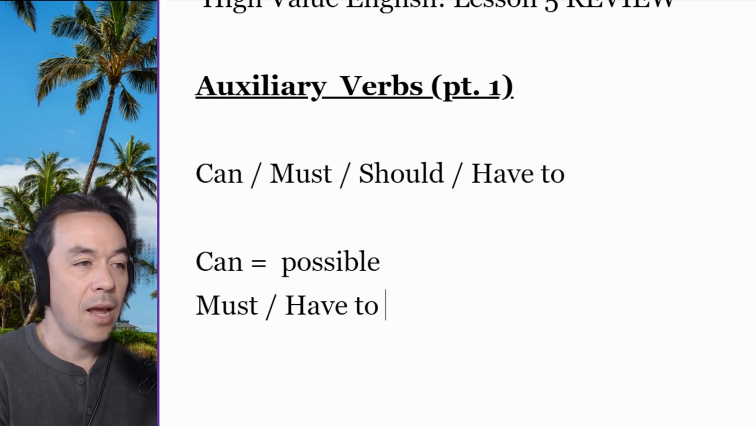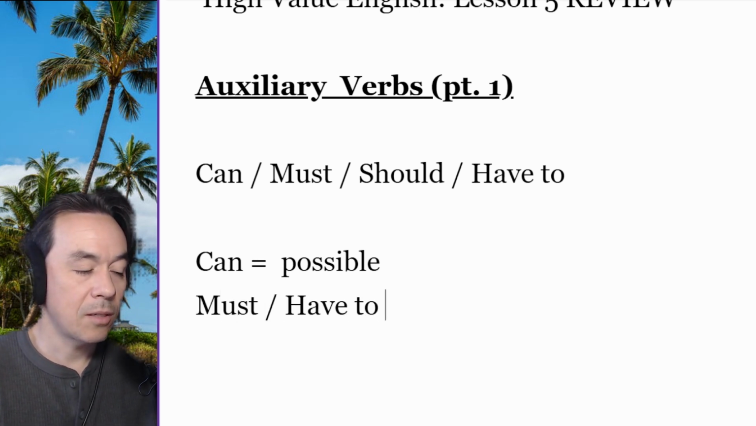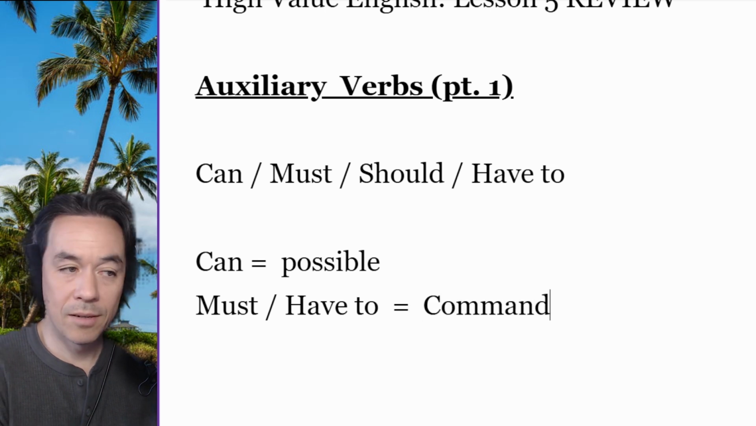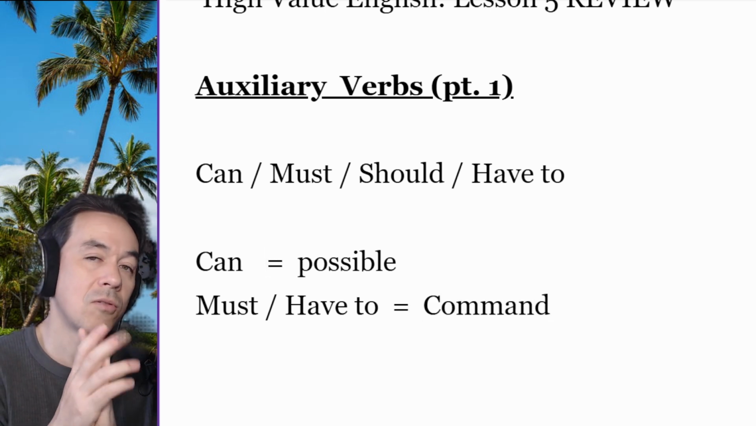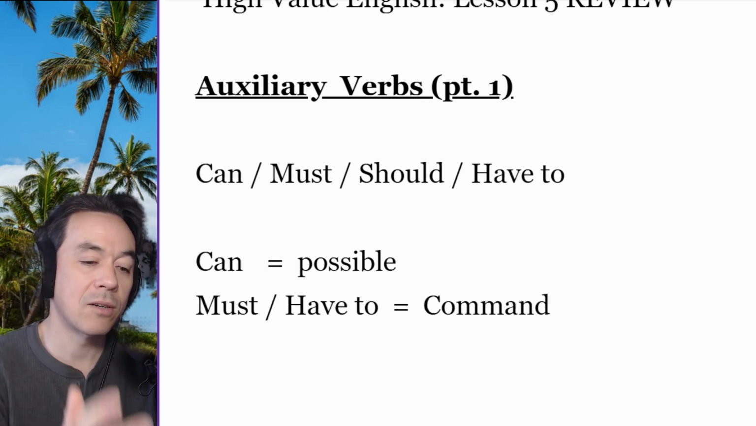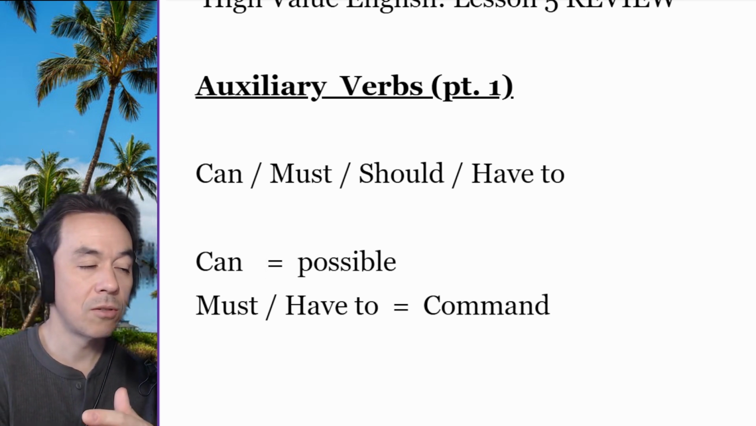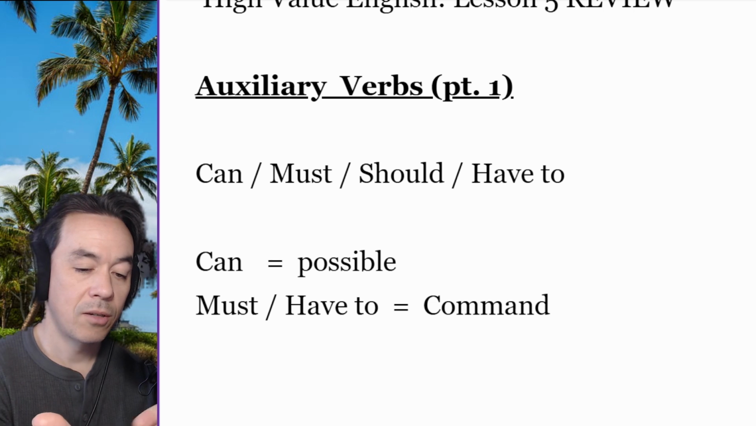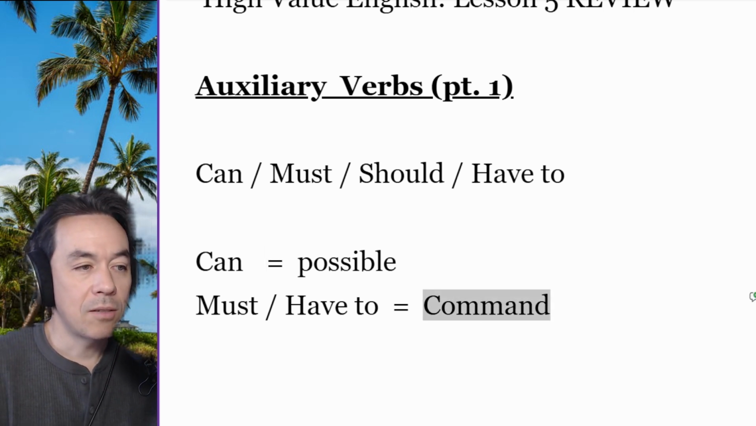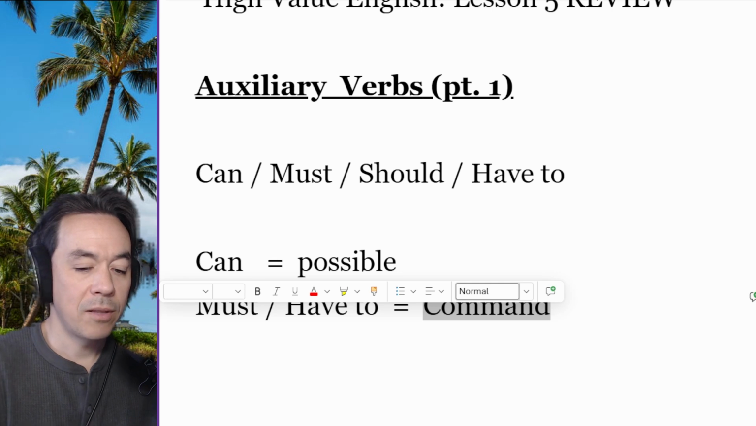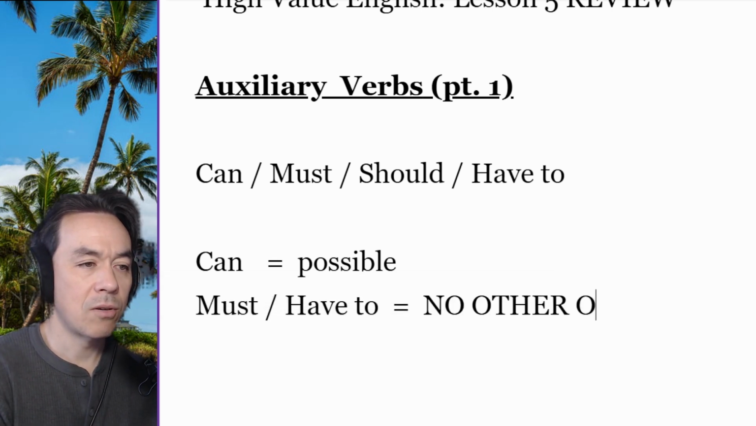Must and have to. Usually a textbook will say this is kind of a command, right? From someone who's more powerful than you, a powerful character to a weaker character, like a teacher to a student, a parent to a child, or police to a citizen. I would actually disagree with that. I wouldn't say it's only that. I would say it's no other option.